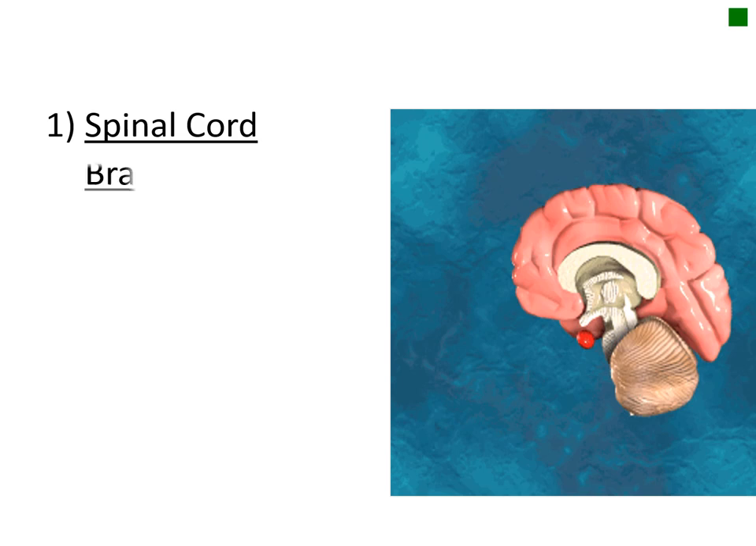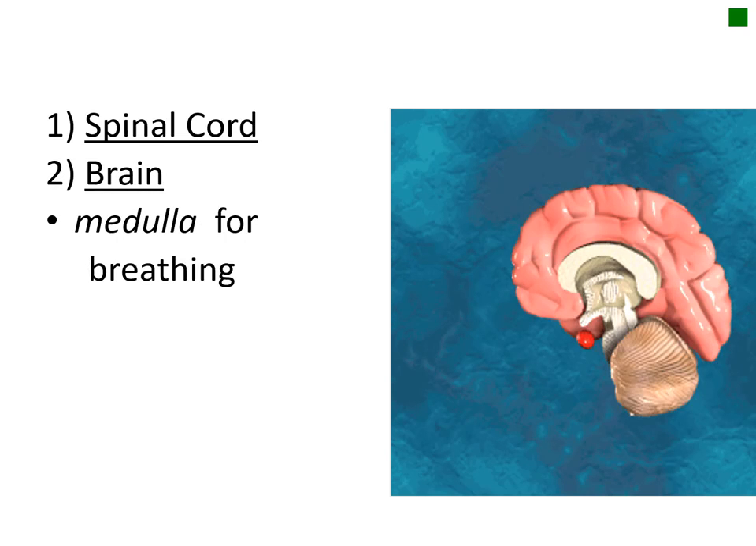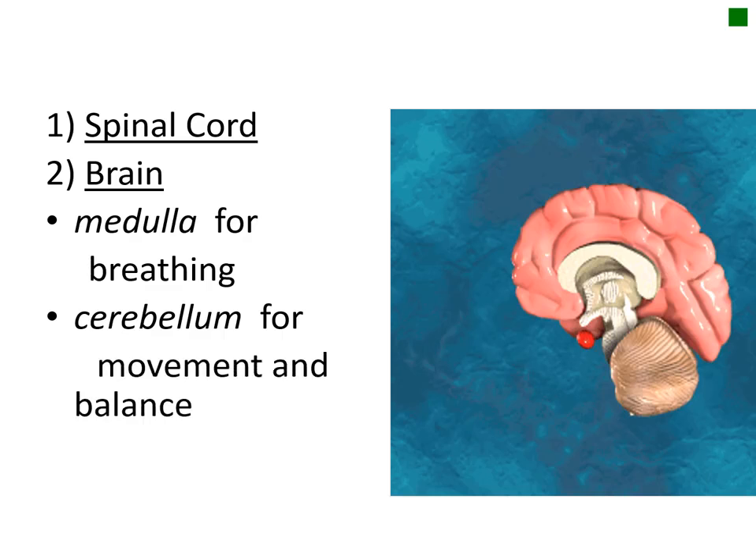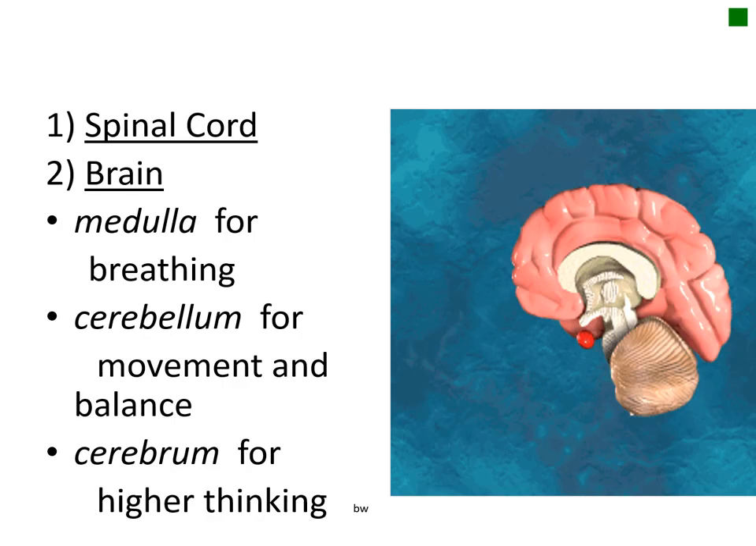Here is the spinal cord. The brain is composed of the medulla, which is mainly for breathing, the cerebellum, which is for movement and balance, and the cerebrum, which is for higher thinking. This is the medulla oblongata, the cerebellum, and the large part is the cerebrum.